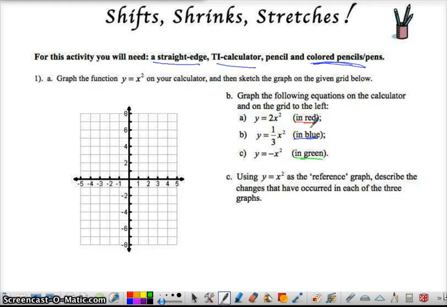So go ahead and pause now, do this on your calculator, and then you can come back and see what you were supposed to discover. Good luck.